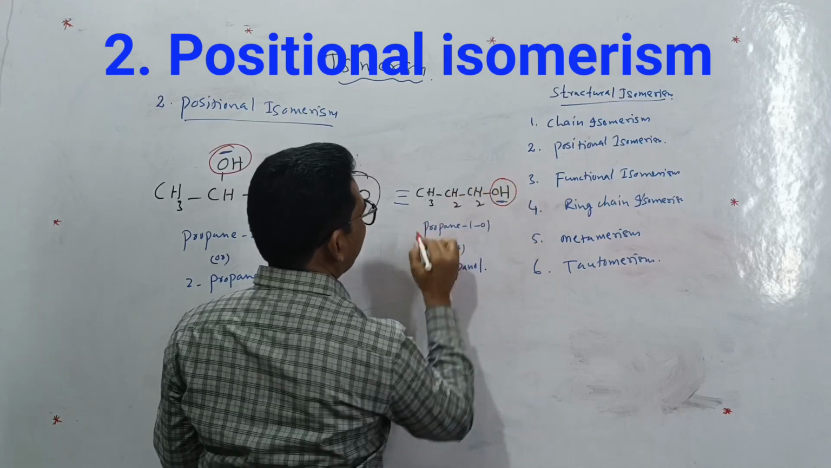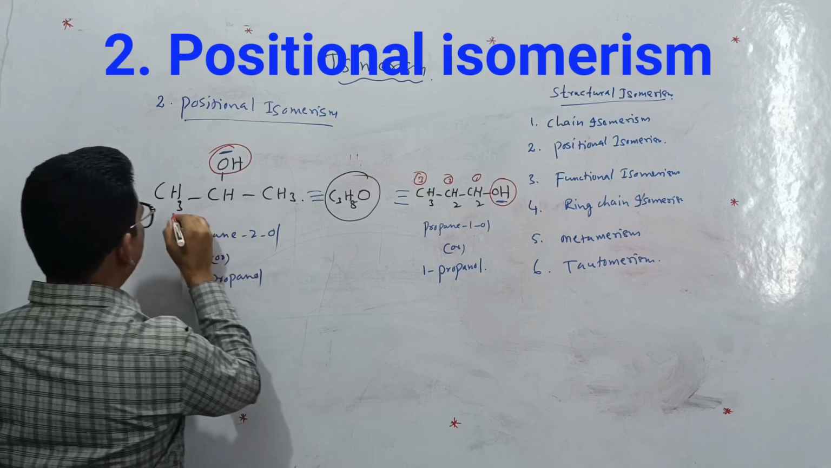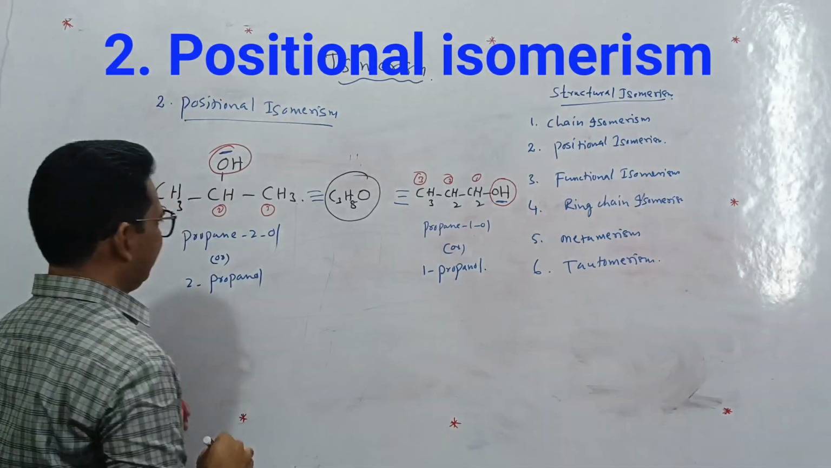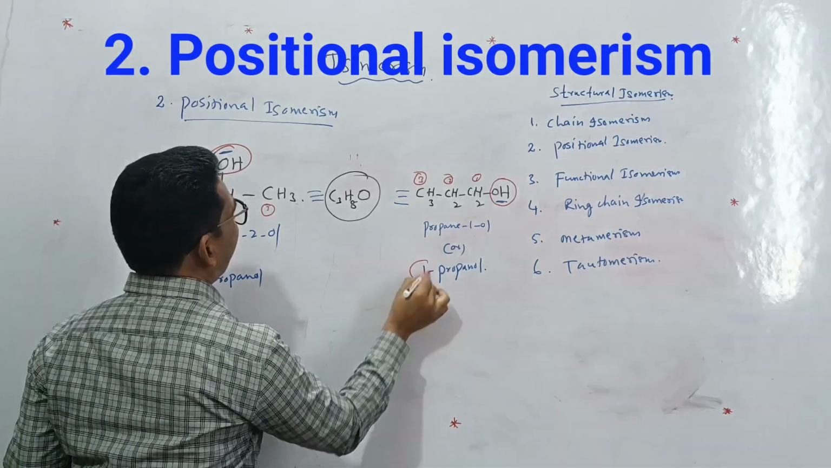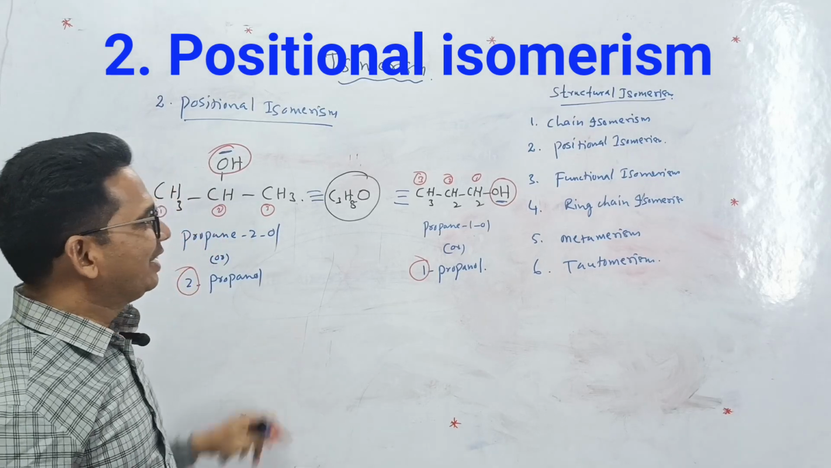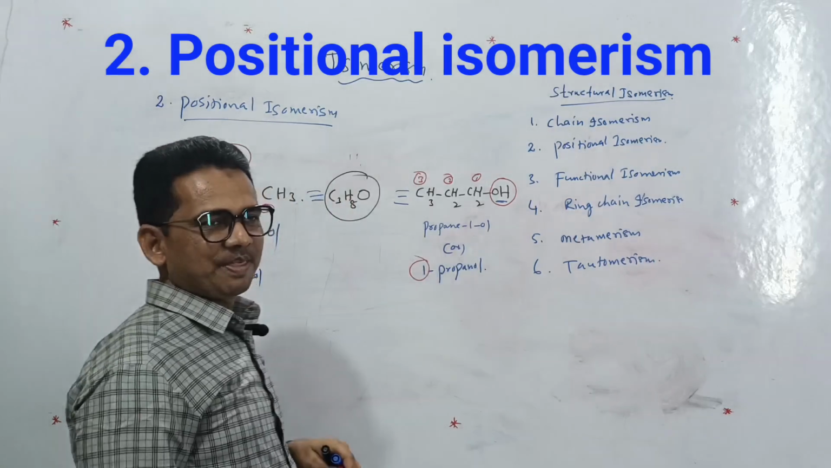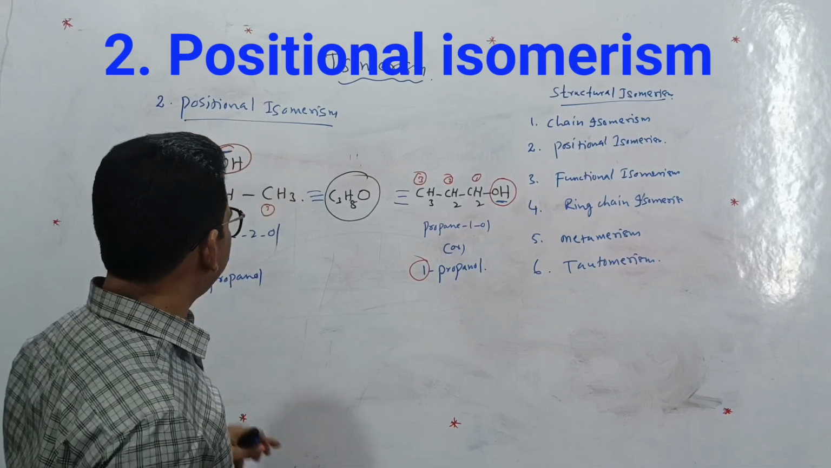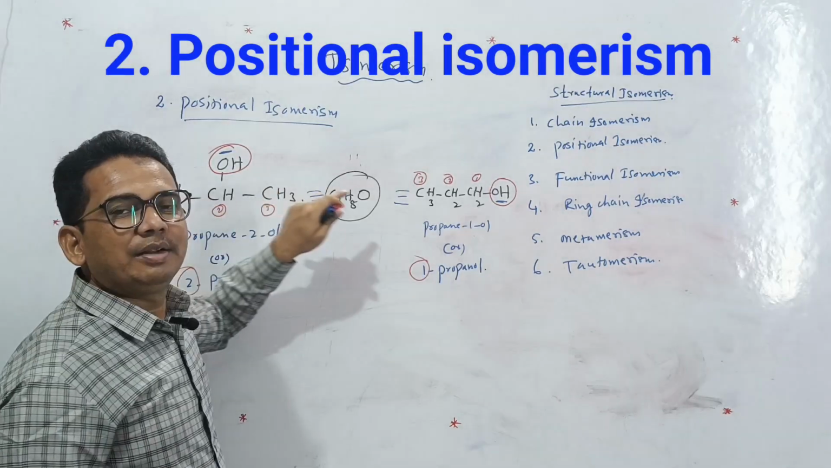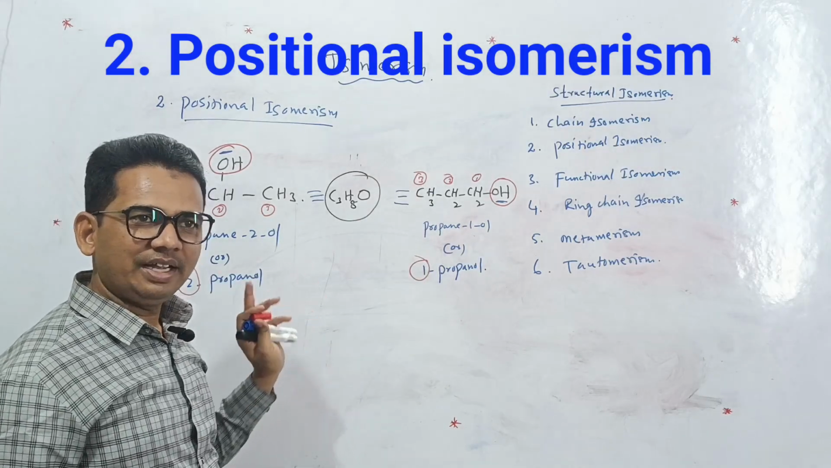One is present at the first position, this one. Another is present at the second position, on the second carbon. That's why only the position is different, and it is called positional isomerism. But many of them get confused with functional isomerism. What I told is that in positional isomerism, it may be the functional group or the double bond position that varies, but both are the same.